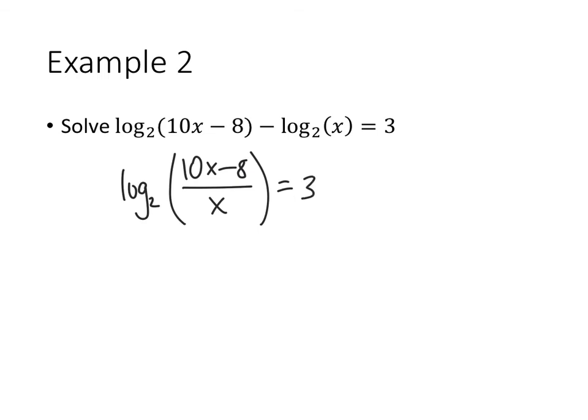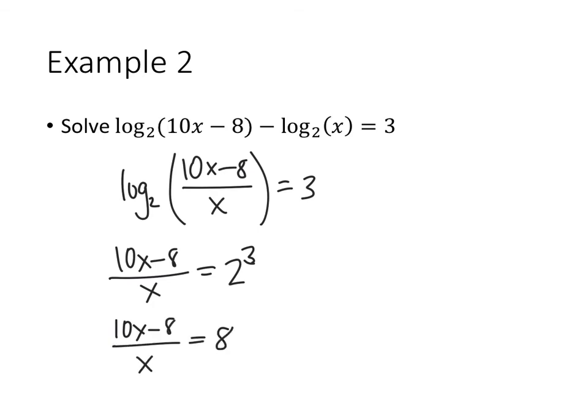And now our next step is going to be to rewrite this so that it doesn't have a log in it anymore. So we get 10x minus 8 divided by x equals 2 to the third power. 2 to the third power is 8, so we get 10x minus 8 over x equals 8. Now we don't have any more logarithms, but we still have some algebra to do.